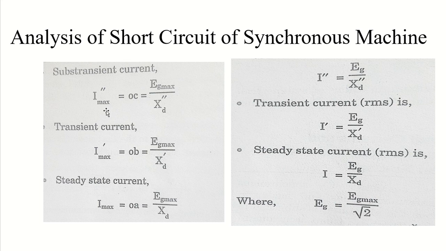If you remember, XD double dash is the reactance related to the subtransient period, or the subtransient reactance. XD dash is the transient reactance and XD is the steady state reactance. So to find the transient current, you take Eg max divided by XD dash, and for the steady state current you take Eg max divided by XD.